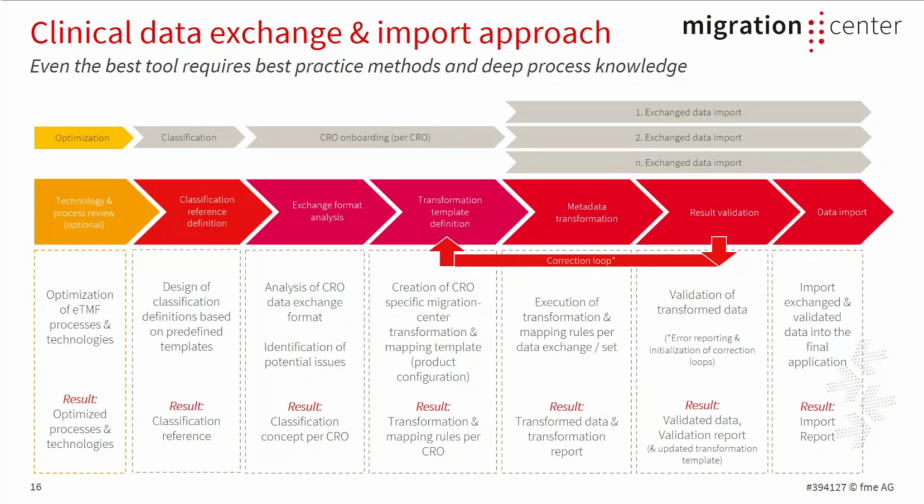But at the end, a best practice methodology is also needed. Our best practice consists of 7 main steps. It starts with an optional technology and process review phase. In this phase, our team reviews the current state of your systems and of course of the processes, and provides at the end a recommendation to optimize your eTMF management.